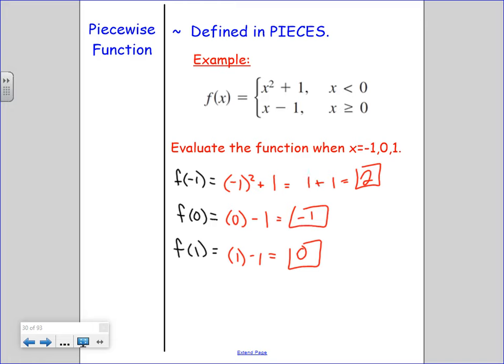Questions on piecewise functions? You might have seen some in last night's homework. Don't ask me a homework question specifically, but ideas. Anybody stuck? In order to plug into a piecewise, you have to test the inequalities, yeah? You have to test the inequalities and plug into the right piece.